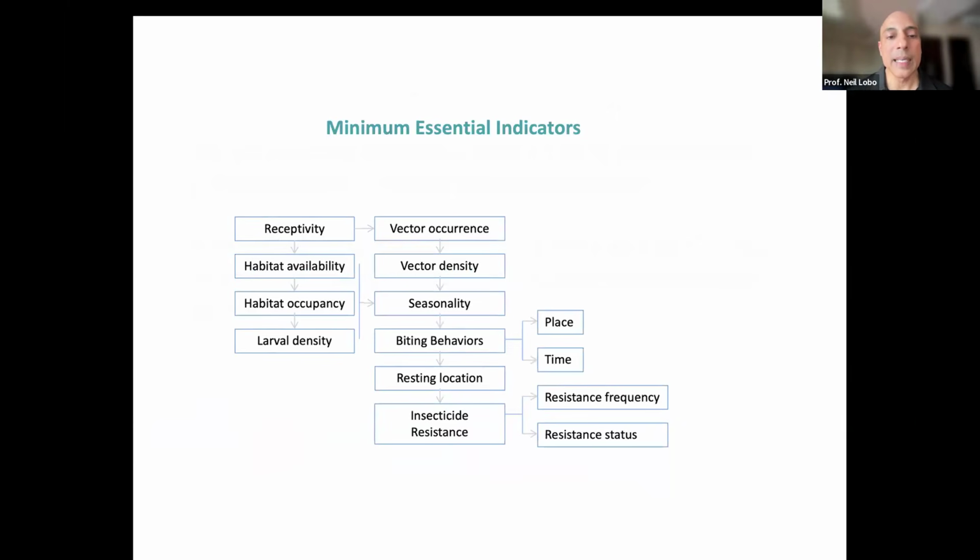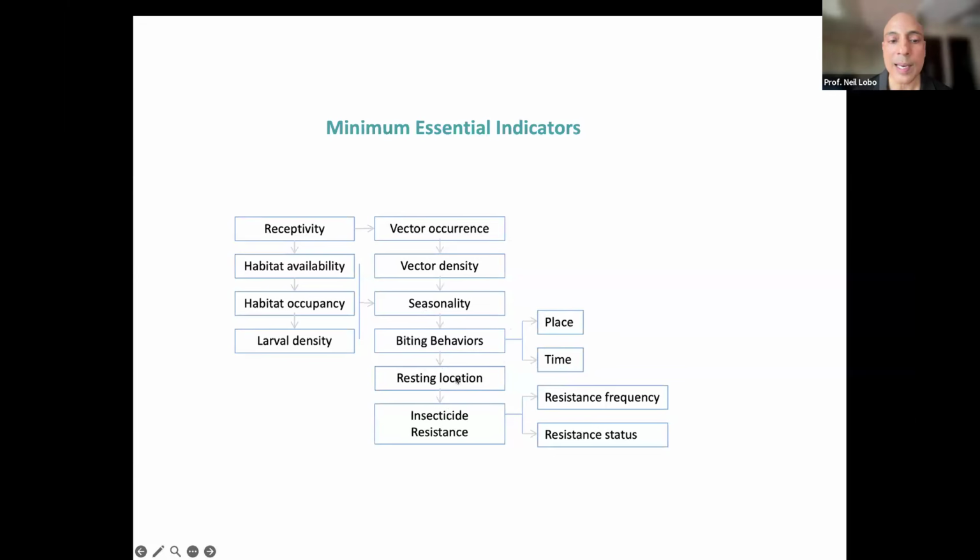Here are multiple indicators. You don't have to pay attention to how they're organized, but they're sort of vector occurrence. Is my vector present? Vector density. What is the seasonality of our vectors? What is the biting behavior? Do they bite indoors or outdoors, which is a place? What time do they bite? At 6 p.m., midnight, or 6 a.m.? Resting location. Do they rest indoors? What proportion of vectors rest indoors, right?